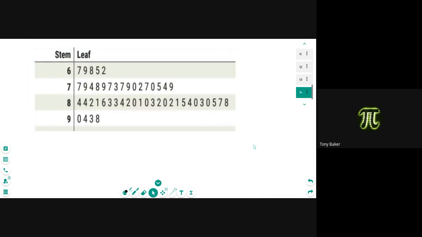Okay. Anybody seen this before? This is known as a stem and leaf plot. This is looking at the exact same data that we looked at before. This is still the heart rates. Okay.